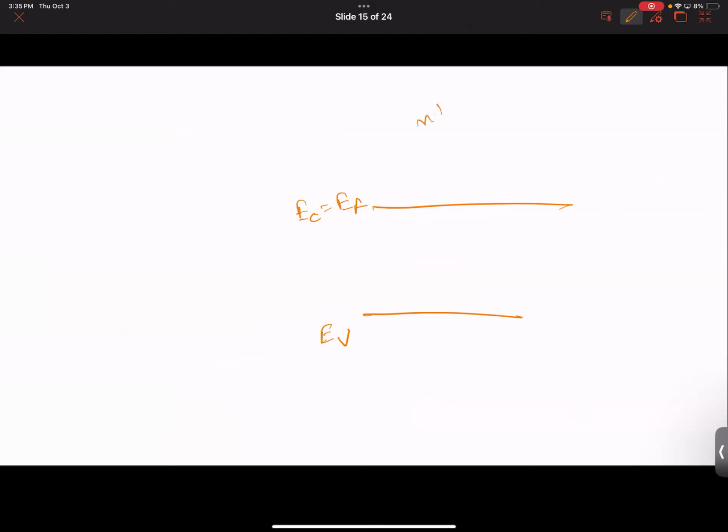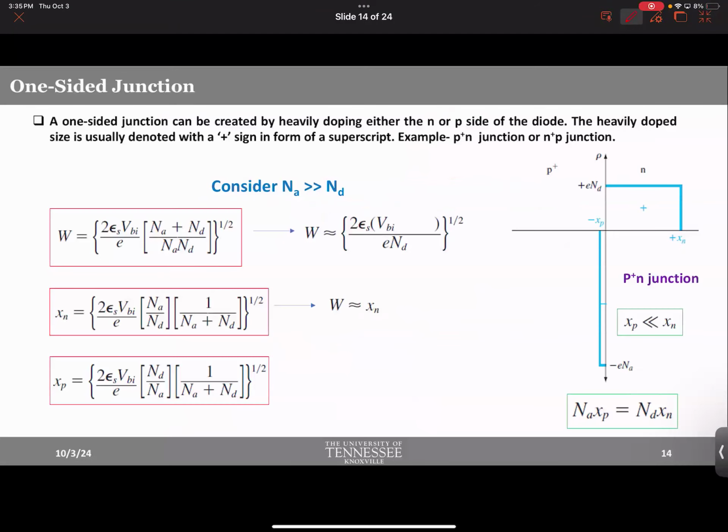That's n plus. Sometimes they write it this way, so don't get confused. It's all the same. Even if I draw the Fermi level here, it's basically the same. Now, moving back to this one.